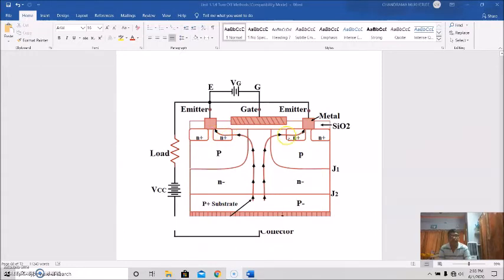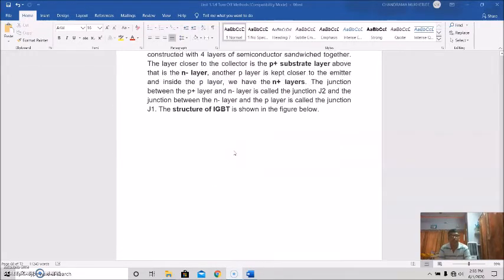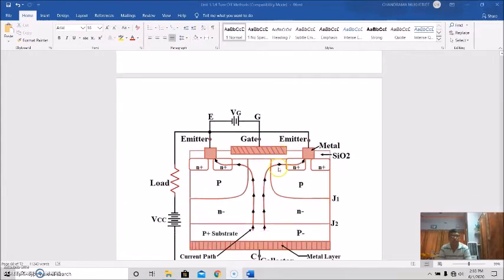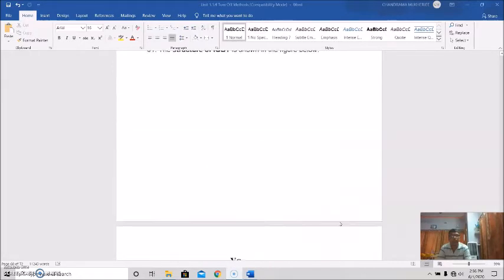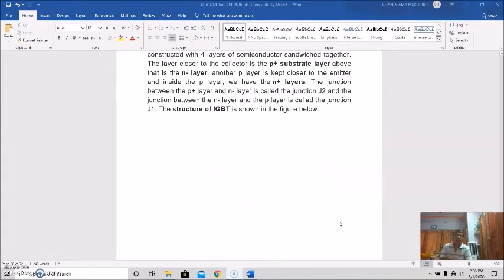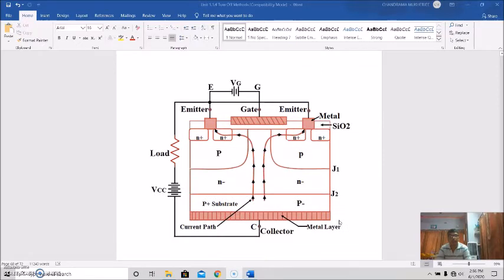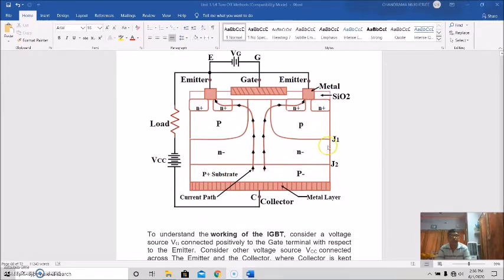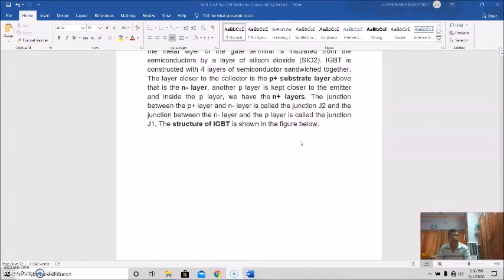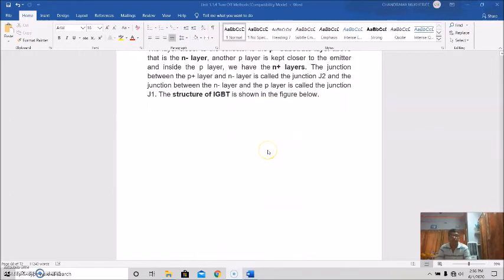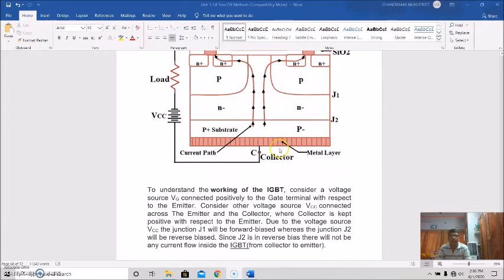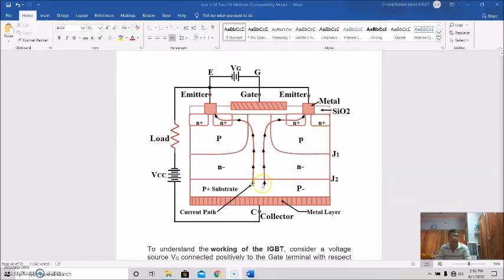The junction between the P plus layer and the N minus layer is called junction J2. And the junction between the N minus layer and the P layer is called junction J1. The structure of IGBT is shown here, like what I told you.